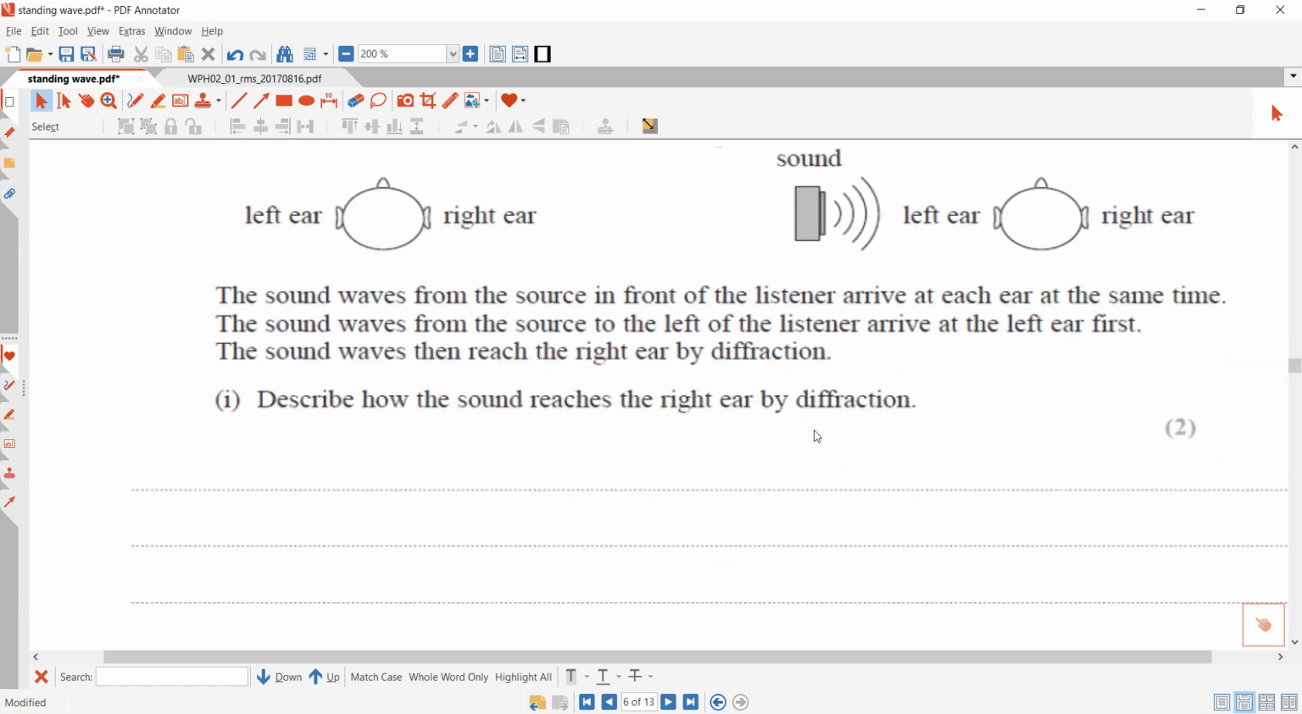Okay, we have to know this. How diffraction? I think you definitely have to write about wavelength and aperture, or the size of the gap. I think you have to use the word aperture over here. Diffraction takes place, that's it. How the sound reaches the right ear by diffraction. Yes, you have to talk about the aperture and the wavelength size. That's it. Let's see the mark scheme.